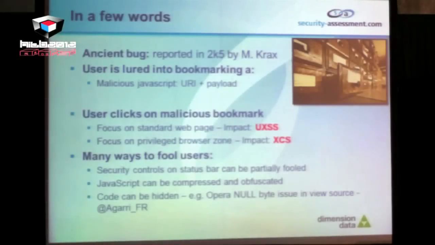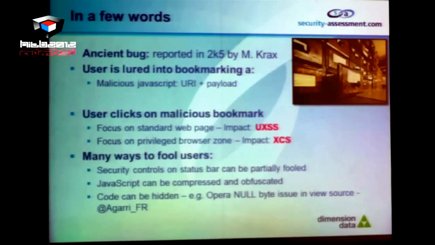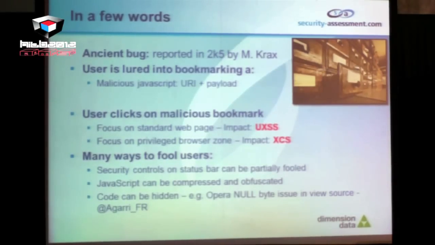So this bug is nothing new. This was reported about 7 years ago by Michael Krax to Mozilla. Basically, he said you shouldn't allow the JavaScript URI scheme to be bookmarkable. But the story is that the JavaScript URI scheme was invented for that purpose, to be bookmarkable. So there was a kind of discussion in Mozilla.